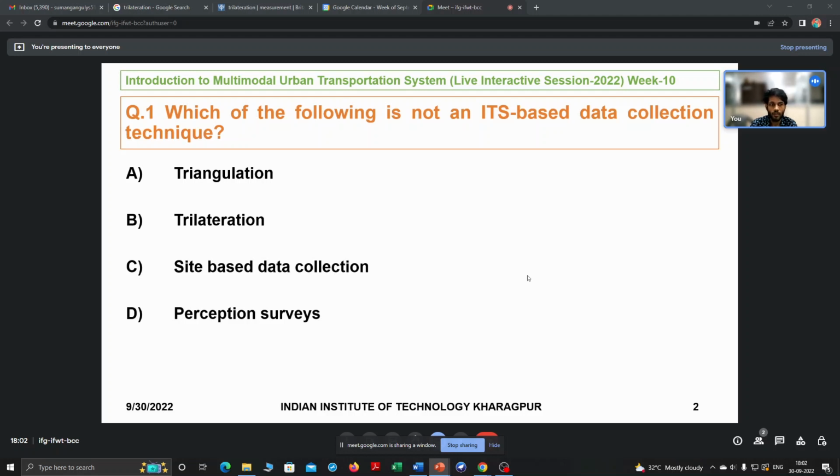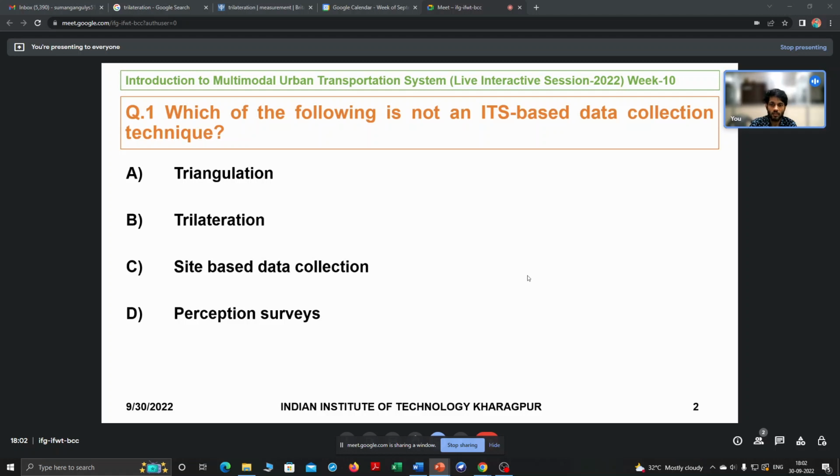So you may comment on the chat box, right? The first question is, which of the following is not an ITS based data collection technique? Which of the following is not an ITS based data collection technique?